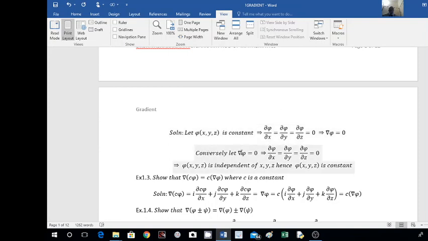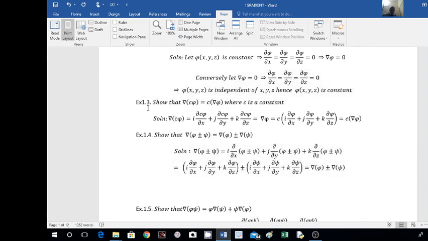And conversely, suppose del pi equal to 0. Del pi equal to 0 means what? What is the definition of del pi? i ∂π/∂x plus j ∂π/∂y plus k ∂π/∂z. So del pi equal to 0 means each term ∂π/∂x equal to 0, ∂π/∂y equal to 0, ∂π/∂z equal to 0. So that means here pi is independent of x, pi is independent of y, pi is independent of z. That is, pi is independent of x, y, z. Therefore, it is a constant quantity.